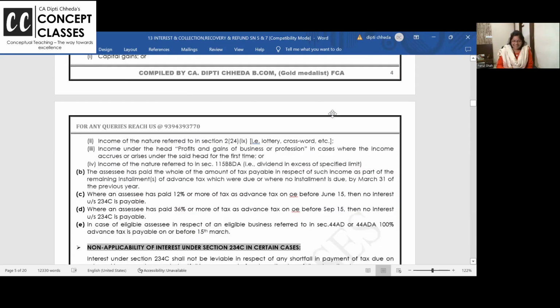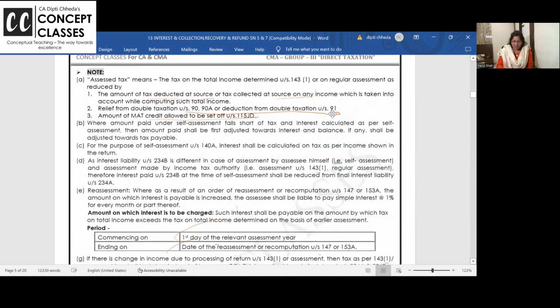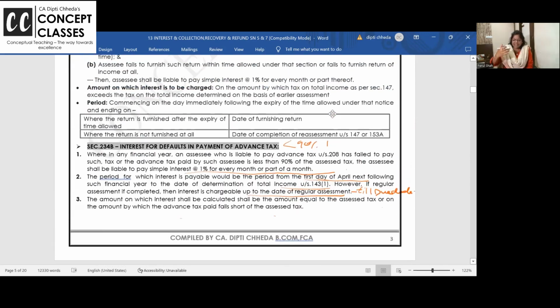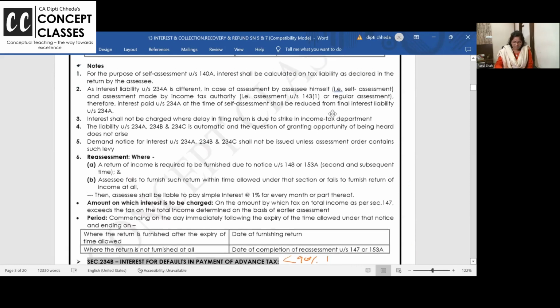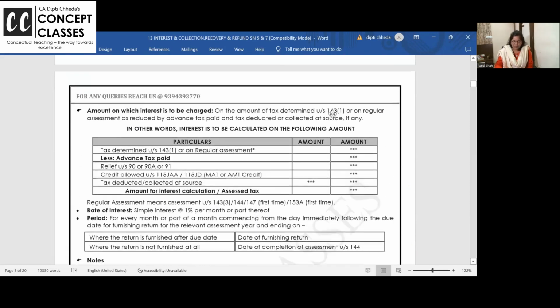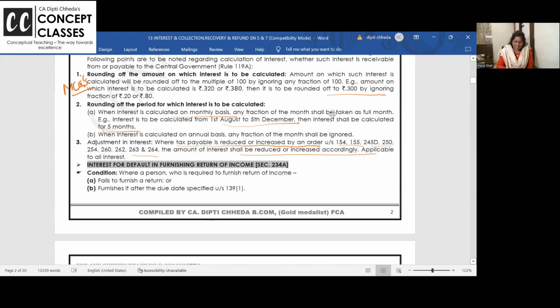234A interest. Are you getting it, dear students? We are all going in reverse. First we did C, then B, now we are doing A. 234A interest is for delay in furnishing the return, default in furnishing the return. What is our due date? 31st July. When did you file the return? 31st October. How many months delay? August, September, October. 3 months interest you have to pay.